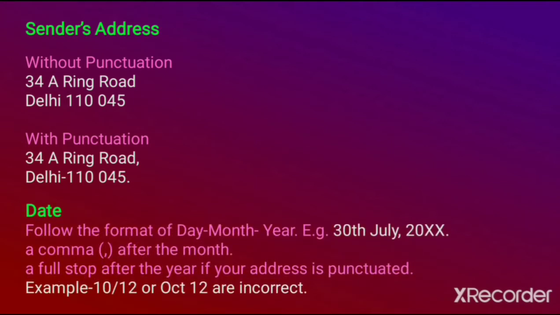Next comes date. The date should be written under the last line of the address. Leave a little space between the date and the address. You have to follow the format of day, month, year. Example, 30th July 2021. There should be a comma after the month. A full stop will come after the year if your address is punctuated. If your address is punctuated, you have to maintain the punctuation below all the formats.